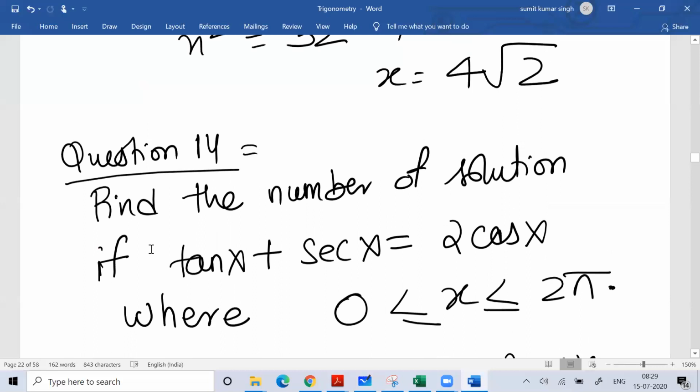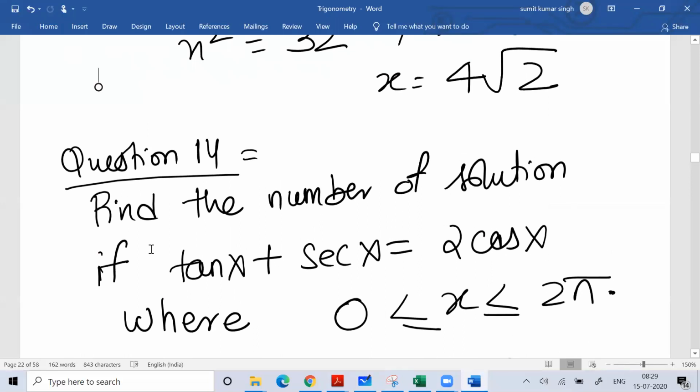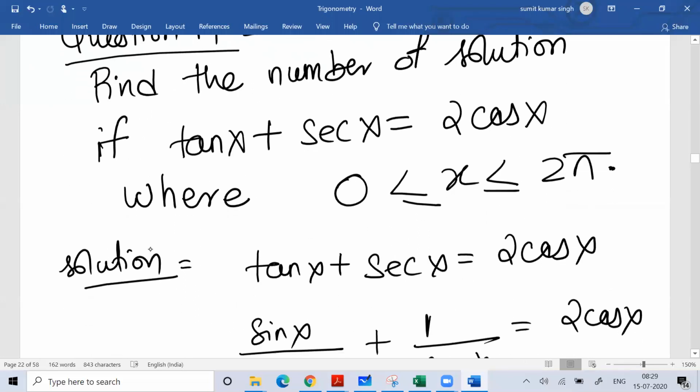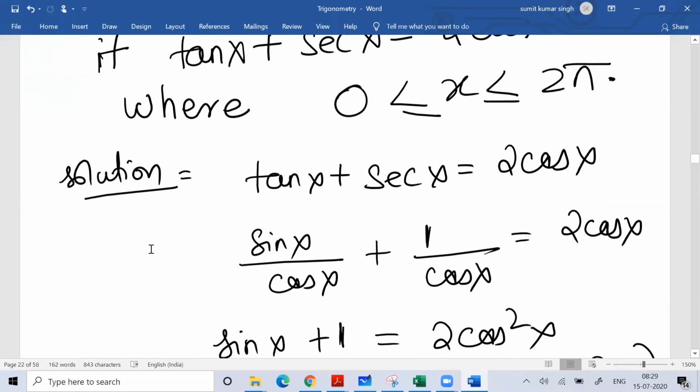Going further, suppose if I ask you this question, find the number of solutions if tan x plus sec x is equal to 2 cos x. If I ask you this question, so how to solve this question? Now you know that tan x is sin x by cos x and sec x is 1 by cos x. So you just need to simplify them. Once you simplify them, then denominator is cos x.